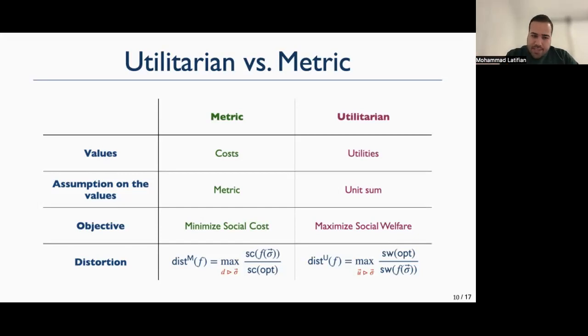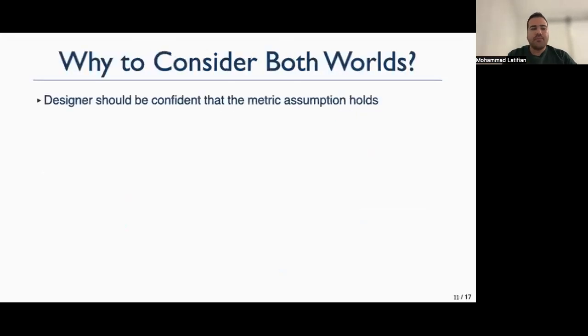So it's the same in both worlds: the distortion is a ratio greater than 1, and the lower the distortion, the better the guarantee that the voting rule gives us on the optimality of its output. So as you can see from the title of this work, we are planning to think about these two types of distortion at the same time.